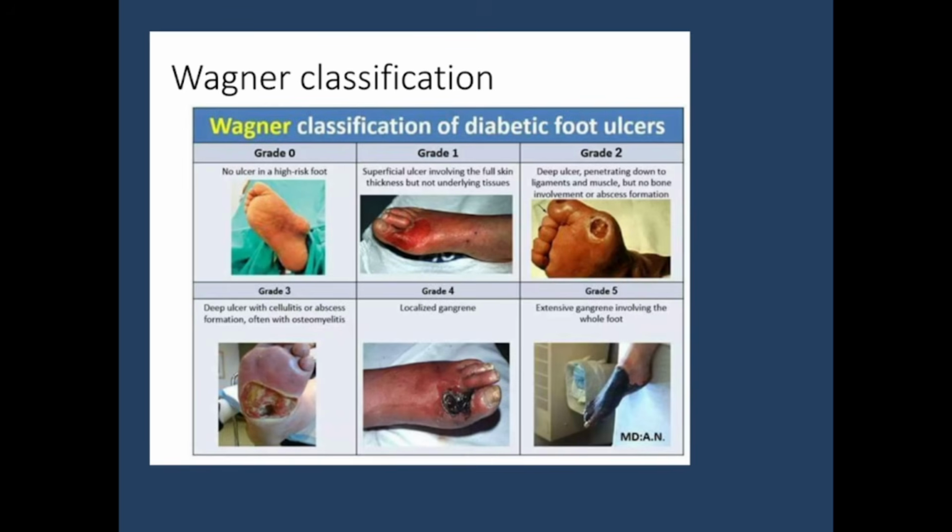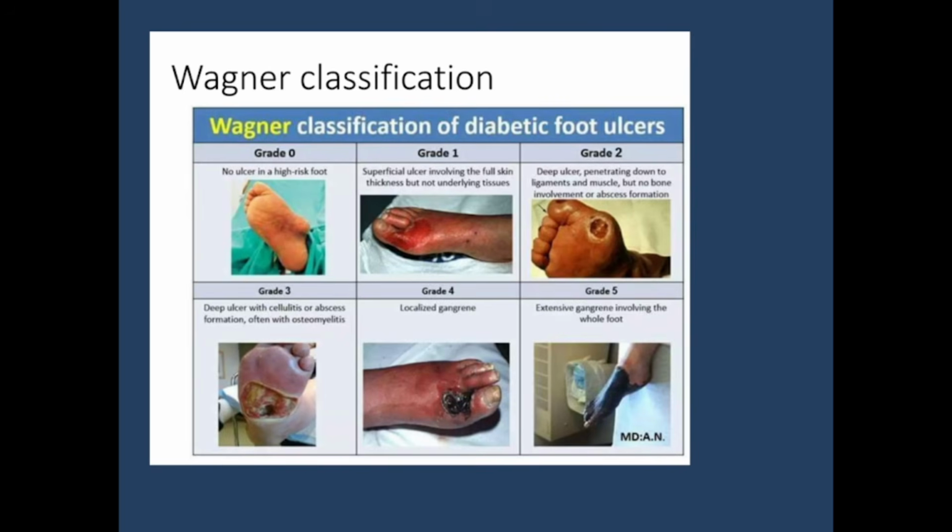So this is one simple classification called the Wagner classification, right? There are 5 grades, starting from the high risk foot. Grade 1 means a bit of erythema. Grade 2 is a deep ulcer but not going into the bone. Grade 3 is an ulcer, maybe with osteomyelitis. Grade 4 is gangrene, and 5 is extensive gangrene involving the whole foot. So it's a very simple classification.